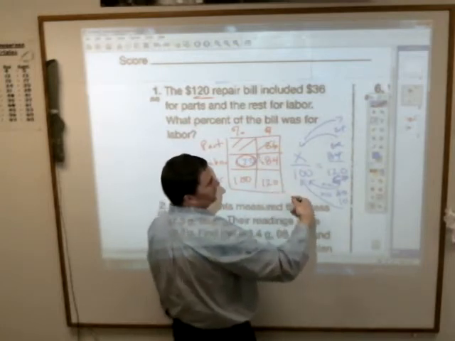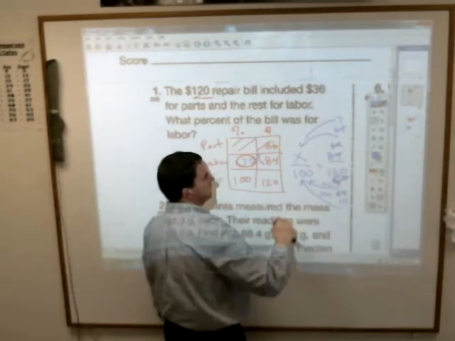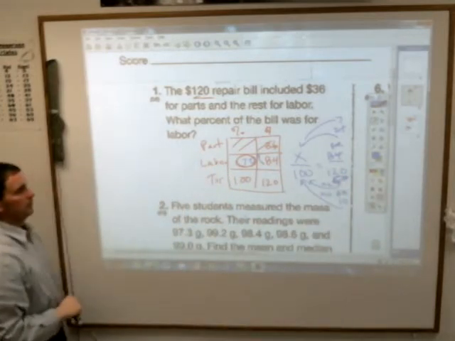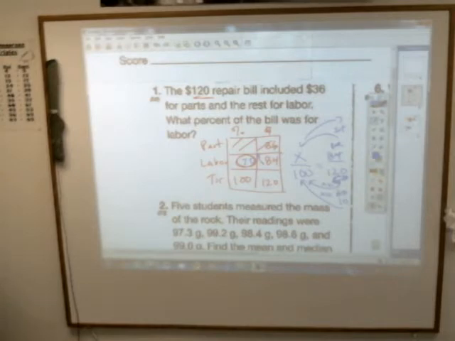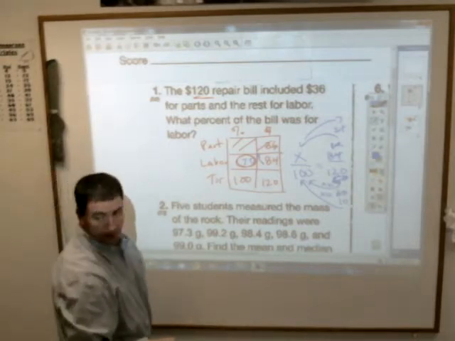You can always cross multiply though, 100 times 84 divided by 120. That would be, I kind of like to, if I can do it an easier way, I think I'd like to do it too.